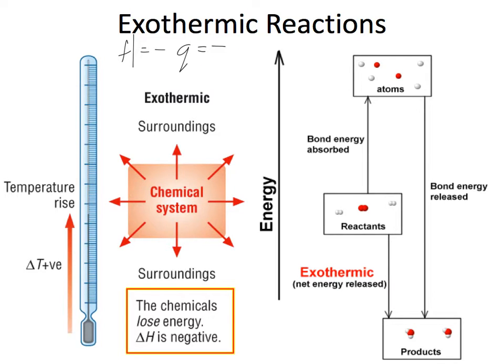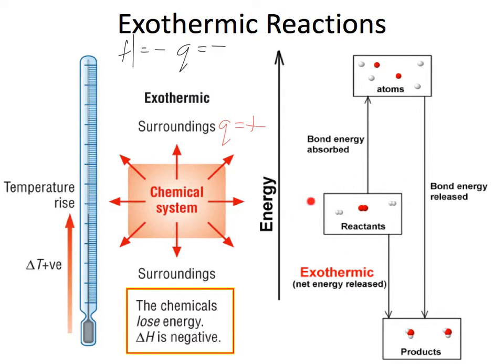Now, if we are looking at the surroundings, because the system is losing heat, the surroundings must be gaining it, and so its value is going to be positive. Because the surroundings are gaining some heat, we will see an increase in temperature, and that's what we can use to help us figure out whether this chemical system is gaining or losing heat, aka increasing its enthalpy or decreasing its enthalpy.